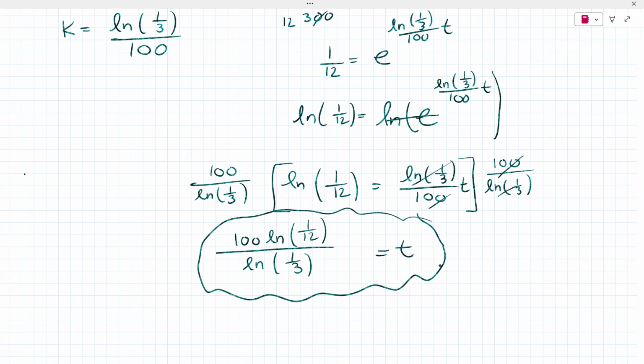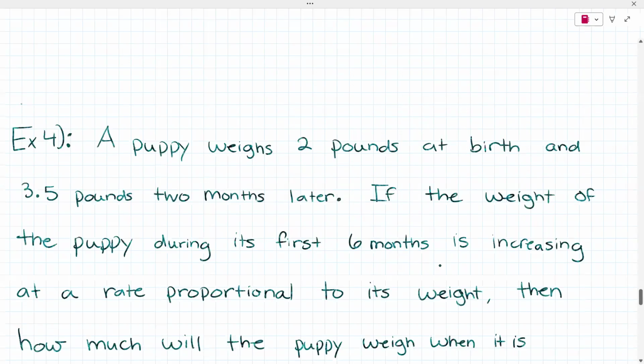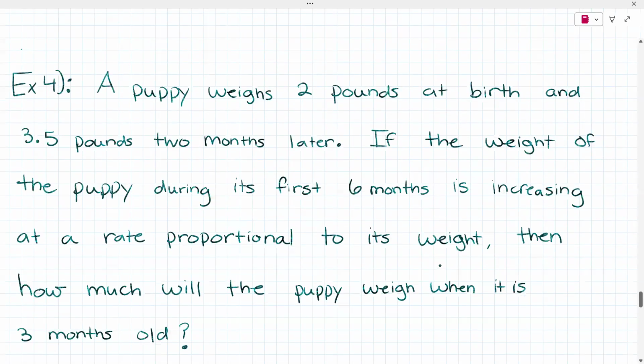Okay. Let's do example 4. A puppy weighs 2 pounds at birth, and 3.5 pounds 2 months later. If the weight of the puppy during its first 6 months is increasing at a rate proportional to its weight, then how much will the puppy weigh when it is 3 months old? So when they say increasing at a rate proportional, that's a good sign you're going to use the function y equals ce raised to the kt.